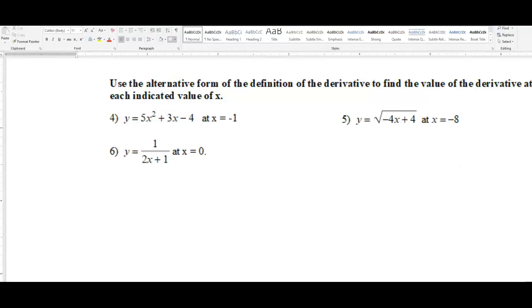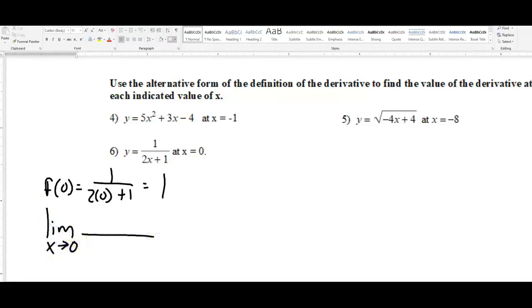Okay, next one. This time we're finding f of 0. And it's just going to be 1. Okay, so my setup then is going to be limit as x approaches 0 for my function minus 1 all over x. Now you could write x minus 0 if you want to, but that's just basically x, isn't it? So in this case, we're just going to leave it as x. And that'll make the canceling out that we have to do in a second a little bit more obvious.